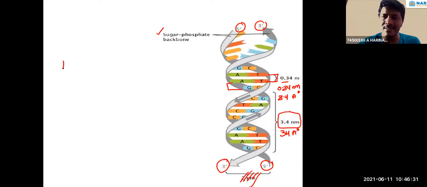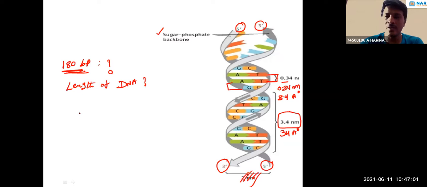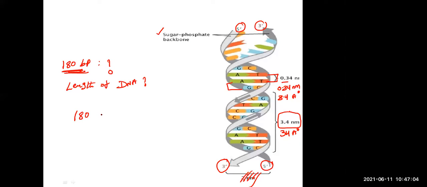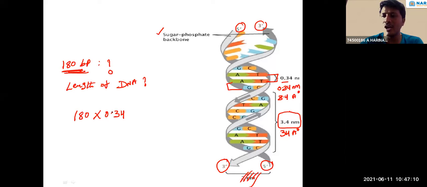If the DNA consists of 180 base pairs, then what is the length of the DNA? Are you understanding this question? In the given DNA, 180 base pairs are present. How is it possible to calculate? 180 into 0.34 nanometers. How much will you get?